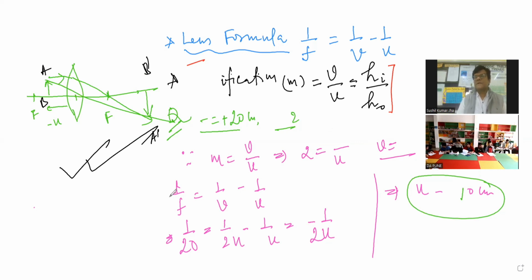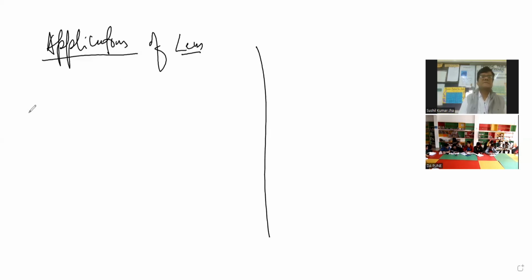So this way you can practice some numericals at least first in NCERT, which is solved, unsolved, and then the next is the applications of spherical lenses. So what are the different applications and why? Applications of lens. Let us take first convex lens.